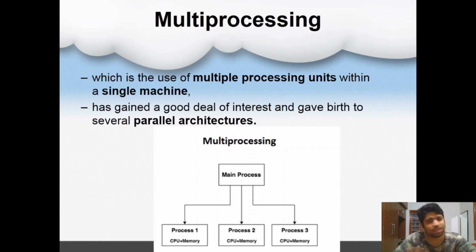Multiprocessing is the use of multiple processing units within a single machine. You can see there is a single machine, and in that multiple processes are there. Process 1 runs on CPU plus memory, process 2 runs on CPU plus memory, process 3 runs on CPU plus memory. So there will be a main process. It has gained a good deal of interest and gave birth to several parallel architectures. So multiple processes is called a multiprocessing unit.